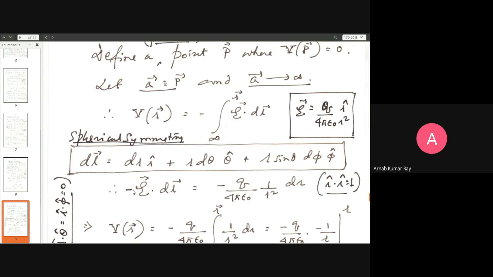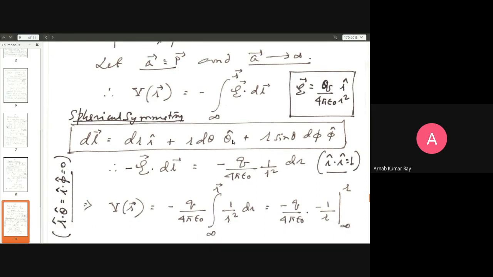Minus E dot dl will be minus Q by 4 pi epsilon naught 1 by R squared, this is E, and then dl is only dr. What about R d theta and R sine theta d phi? Because E has got R cap, R cap dot theta cap will be equal to 0, R cap dot phi cap will be equal to 0, and R cap dot R cap is equal to 1. So minus E dot dl will be minus Q by 4 pi epsilon naught 1 upon R squared dr. This E dot dl is now simply this thing.